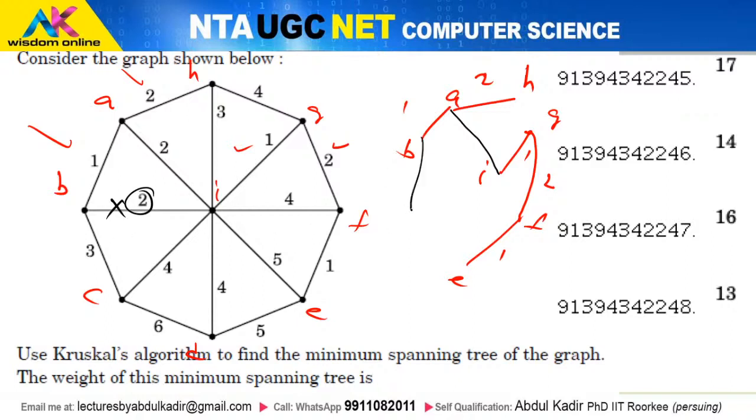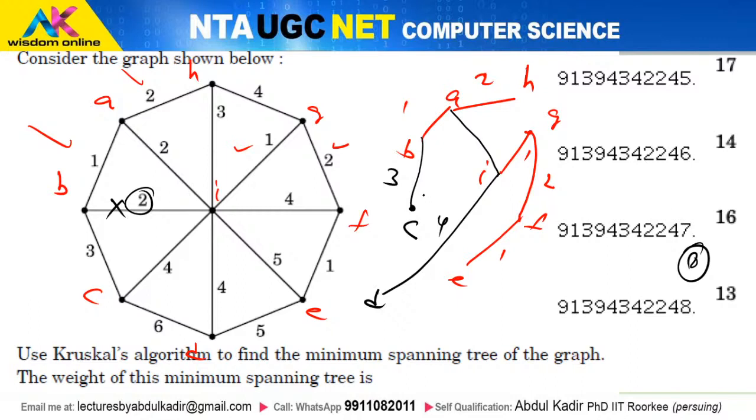For example, B to C you can take. How many vertices are there? 1, 2, 3, 4, 5, 6, 7, 8, 9. 9 vertices are there, so you need 8 edges. Have we gotten 8 edges? 1, 2, 3, 4, 5, 6, 7. One more edge is required. This vertex D we have not covered, so we can cover it with I to D. So this is your minimum spanning tree.